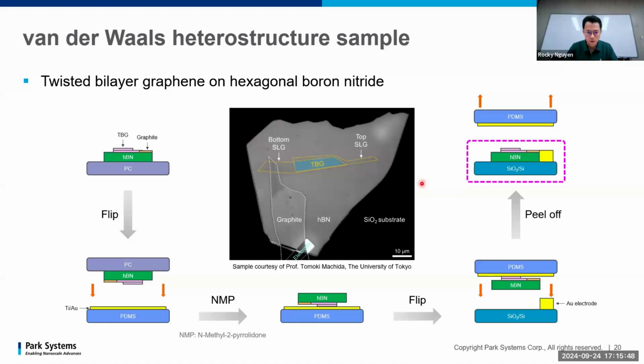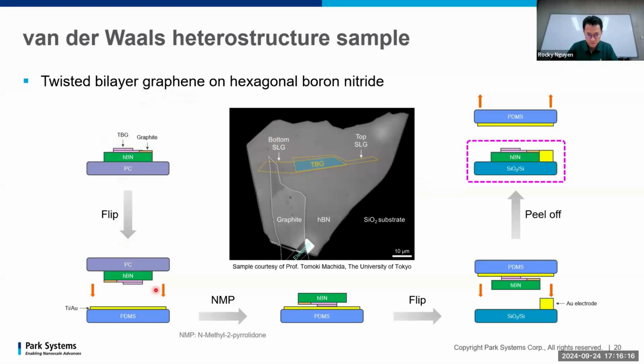So in this study, we prepared a bilayer graphene on hBN sample. The procedure is just a common dry transfer technique, in which a stack of the two layers of graphene on the hBN was prepared on the polycarbonate film. After that, this stack is transferred to the ion-coated PDMS substrate.